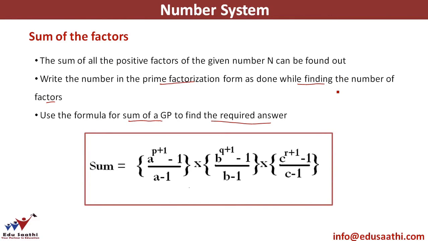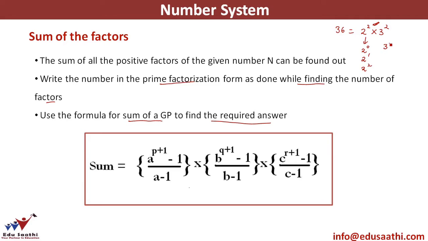Now, let's say I'm again talking about the number 36. 36 would be 2 square into 3 square. That means the highest power of 2 is 2. That means it is divisible by any powers of 2 less than or equal to 2. That means it is divisible by 2^0, 2^1, 2^2.